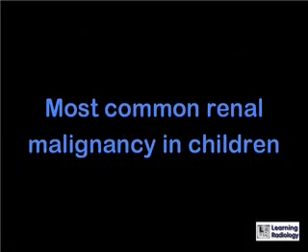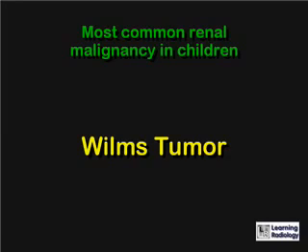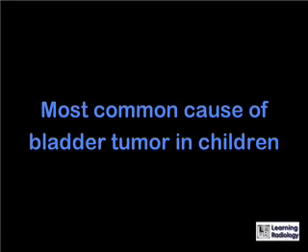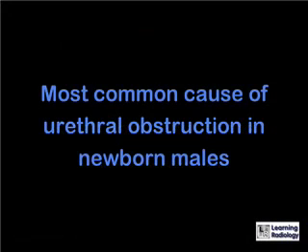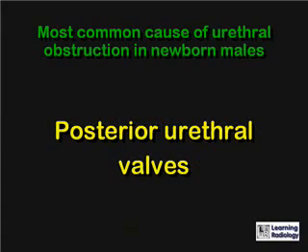What is the most common renal malignancy in children? A Wilms tumor. What is the most common cause of a bladder tumor in children? A rhabdomyosarcoma. What is the most common cause of urethral obstruction in newborn males? Posterior urethral valves.